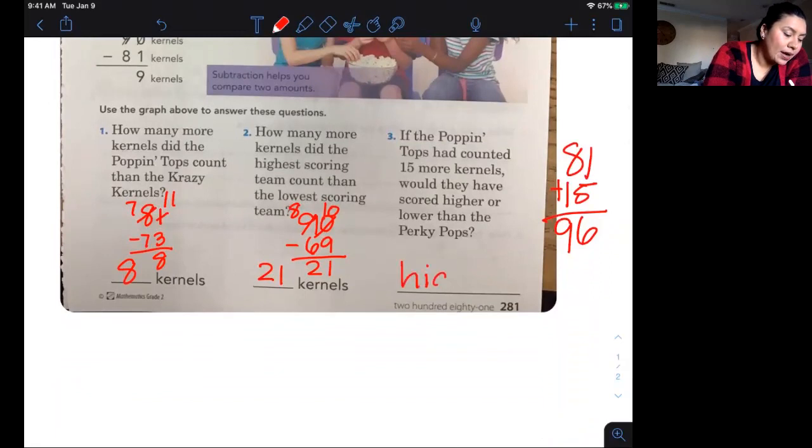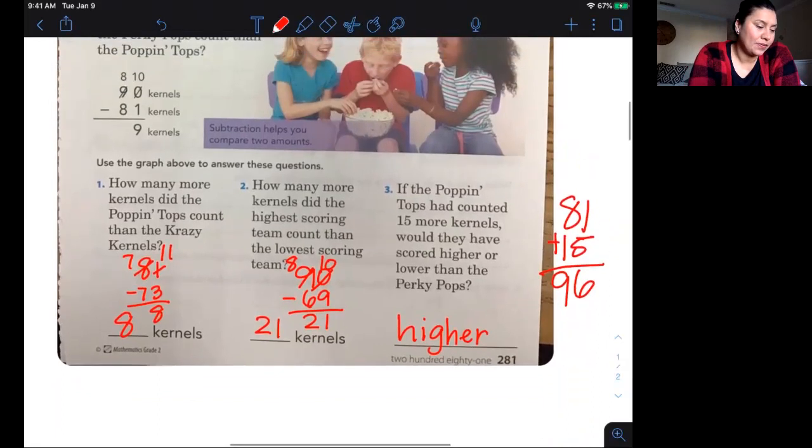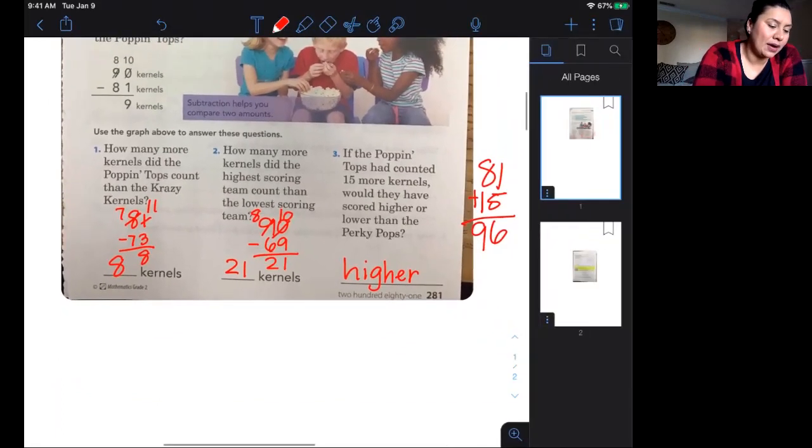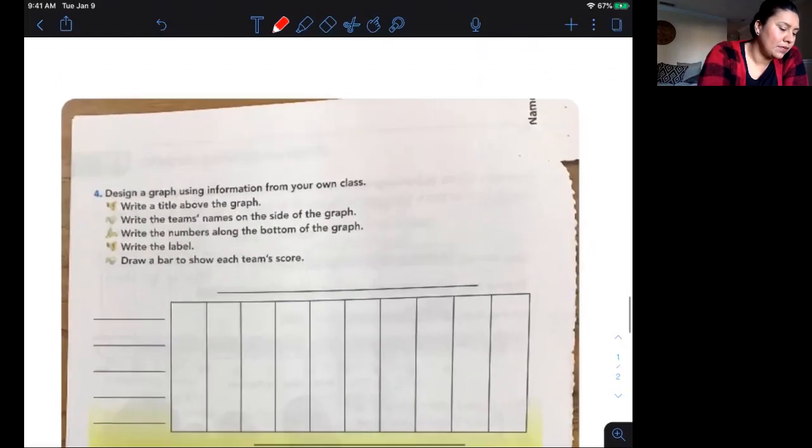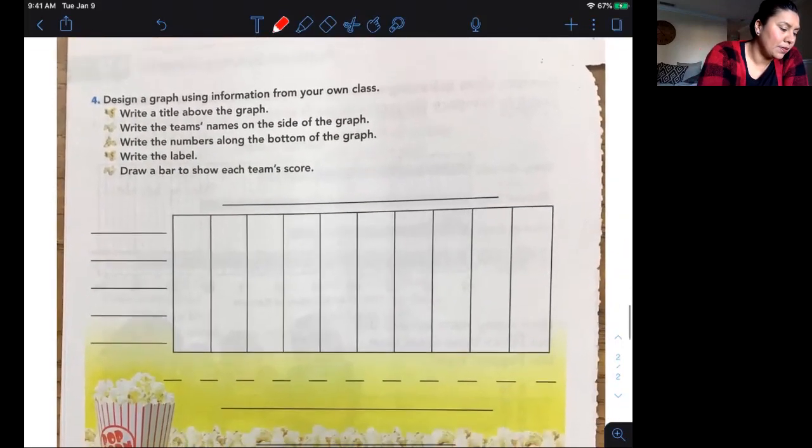Higher. We're going to write higher, because 96 is 6 more than 90, and the Perky Pops had 90. All right, friends, let's go ahead and flip it to the back. That was pretty easy, right? I think you guys are just super duper smart.